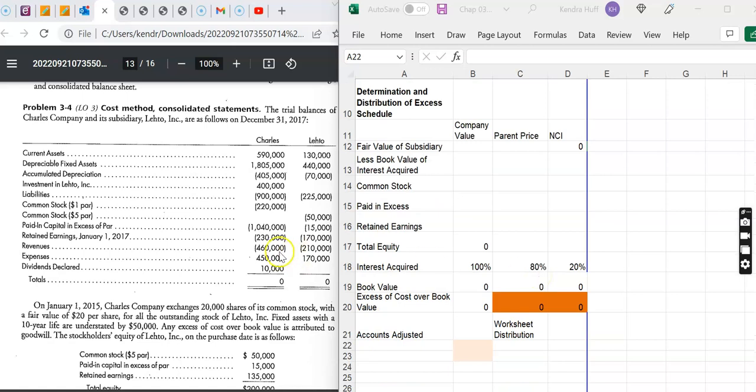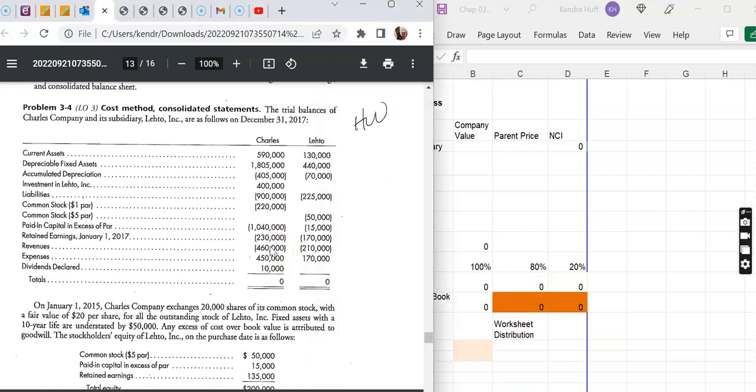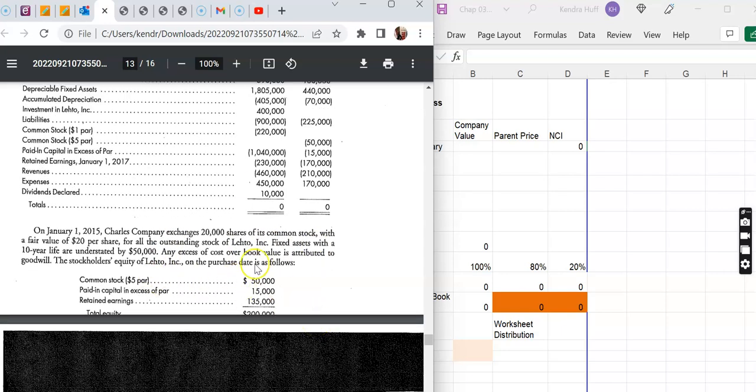All right, problem number 4. The trial balances of Charles Company and its subsidiary Leto Incorporated are as follows on December 31st of 2017. On January 1st of 2015, Charles Company exchanged 20,000 shares of its common stock with a fair value of $20 per share for all the outstanding stock of Leto Incorporated. Fixed assets with a 10-year life are understated by $50,000, and any excess of cost over book value is attributed to goodwill. The stockholders' equity of Leto on the purchase date is as follows. So this is on January 1st of 2015.